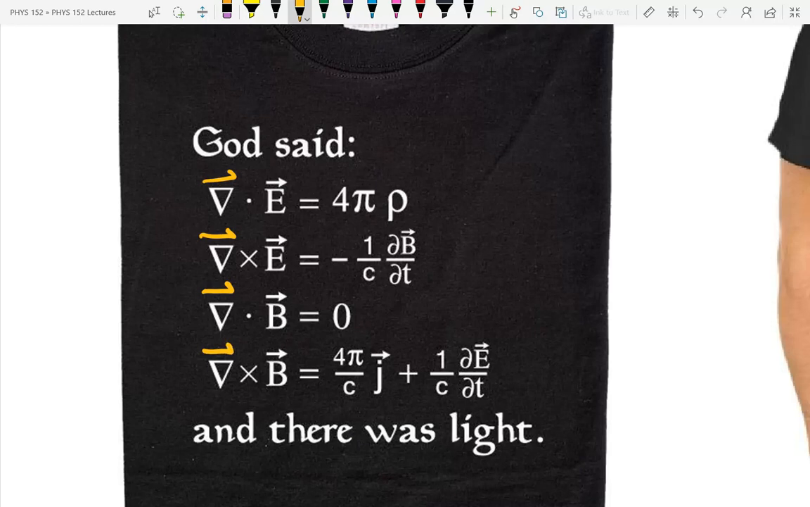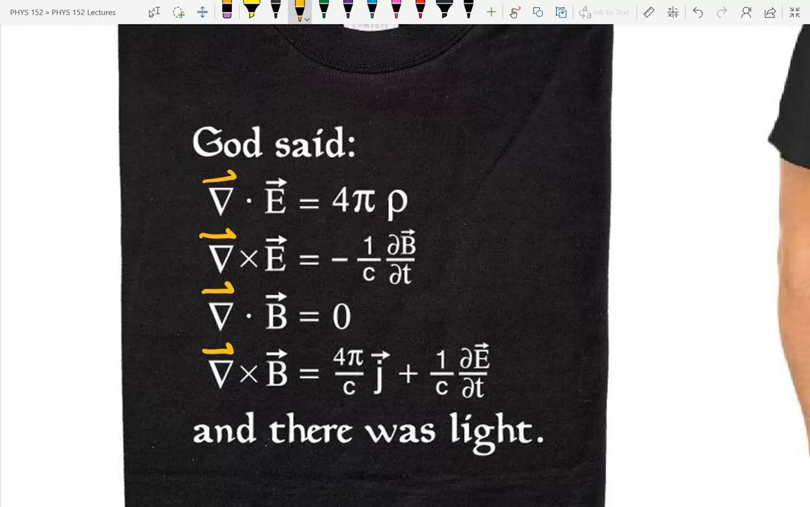Del dot E is equal to 4 pi rho. Del cross E is equal to minus 1 over c dB/dt. Del dot B equals 0. Del cross B equals 4 pi over c J vector plus 1 over c dE/dt. Those are Maxwell's equations, and those predict an electromagnetic wave, of which light is an example. So God made these laws, and there was light.